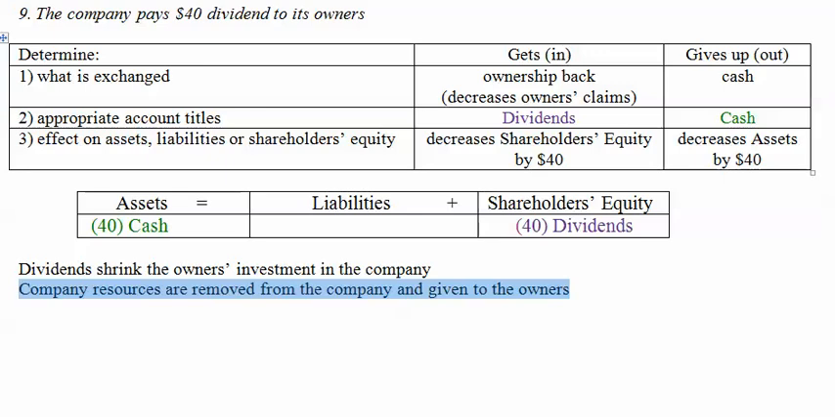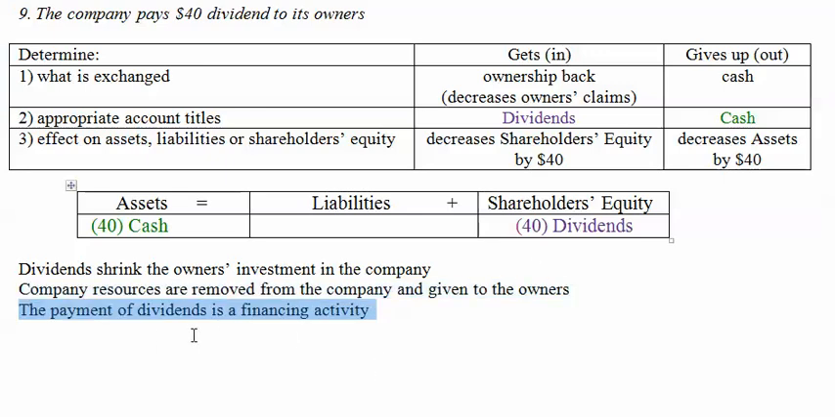I want to remind you that dividends is a financing activity. Any cash between the owners and the company are financing activities. So dividends, again, like expenses, reduce shareholders' equity. So remember, good old REDS: revenues, expenses, dividends, and stock. Dividends, like expenses, reduce shareholders' equity. Revenues and stock increase shareholders' equity.